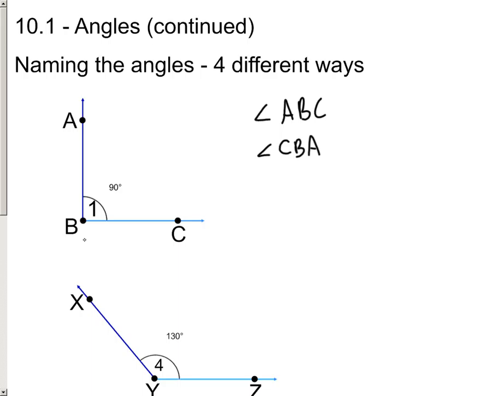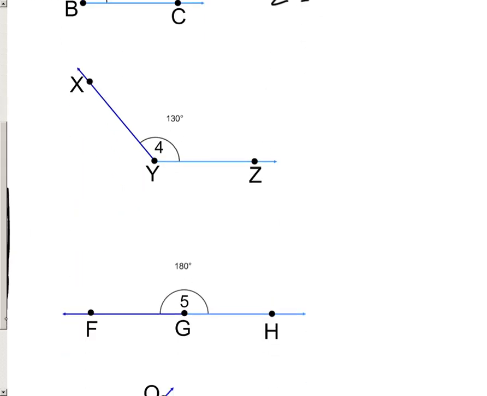Another way is that when this angle is all by itself, you take a look at that middle letter, and if there's no other lines being shared with it, you could just use that letter right there and call it angle B. And then the last way is that if you have a small number that's inside of the angle, like see this one right here, we could call it angle 1. So let's go down and try this one again right here.